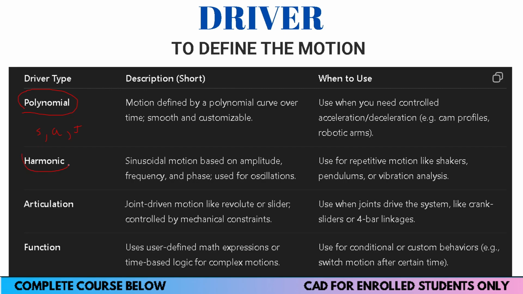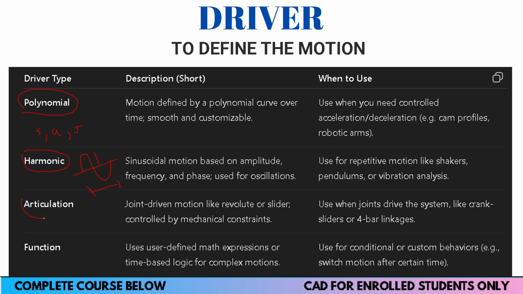Coming to harmonic motion or harmonic driver. If you remember your school days or high school days, you must have seen this diagram. This is a sinusoidal curve and this is some amplitude. This is a complete one cycle, if you remember. So the motion provided by this driver would be oscillating motion like that of what you see in a pendulum. So the motion would be harmonic or rather oscillatory. You can observe that when we perform this simulation.